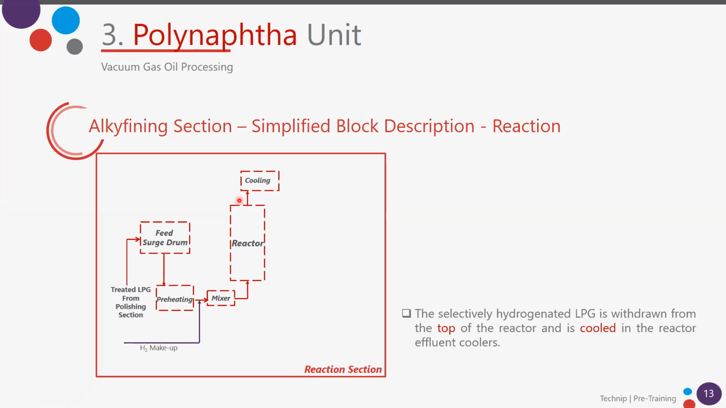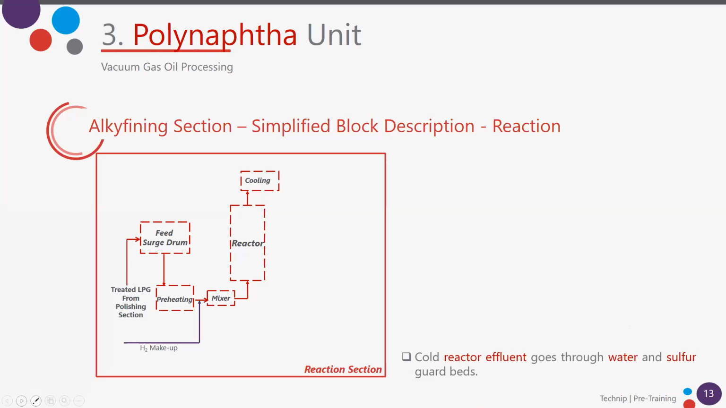Okay, we will cool our product from the reactor, and then this cold reactor effluent goes through another guard bed, to remove water and sulfur. So when we talk about this guard bed, there are adsorbents here that will remove the water and sulfur before sending the stream to the next section, to the oligomerization section.